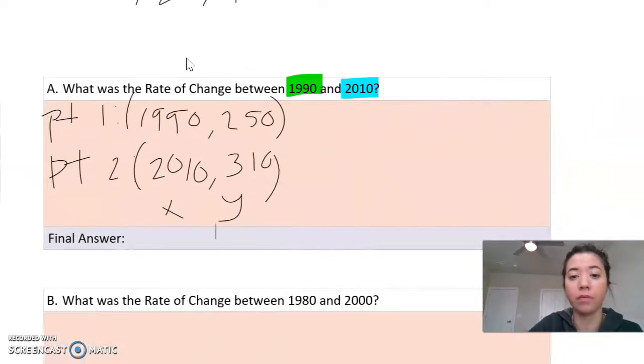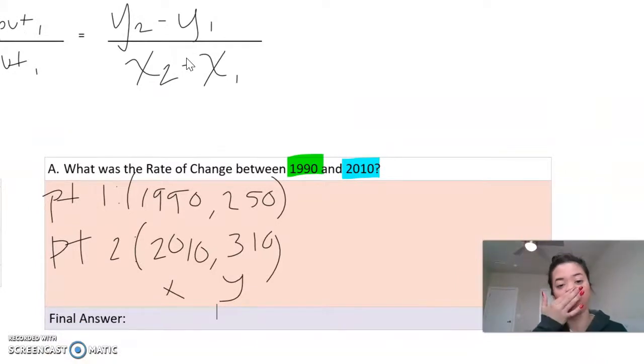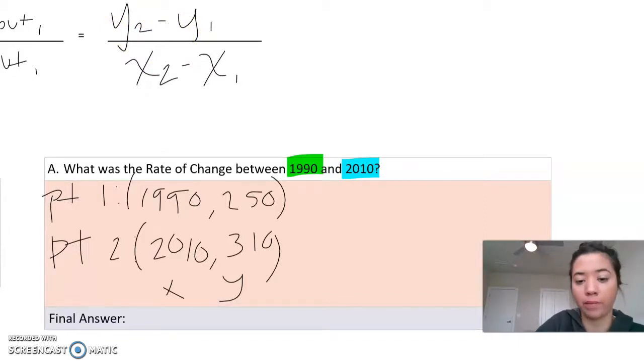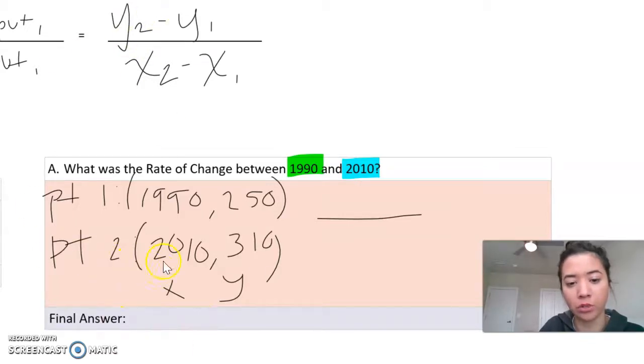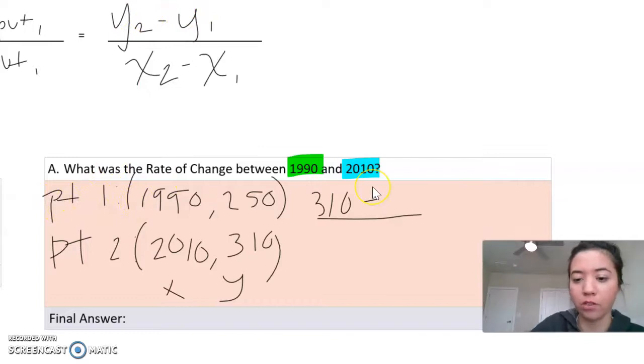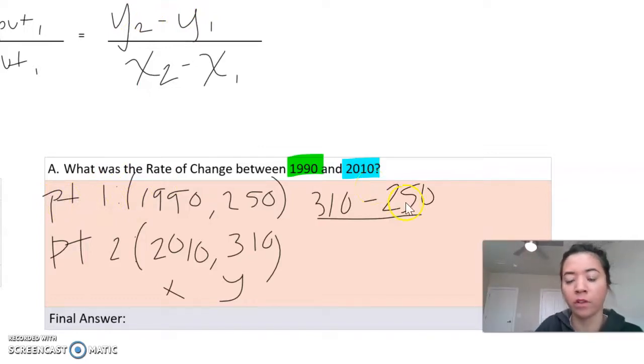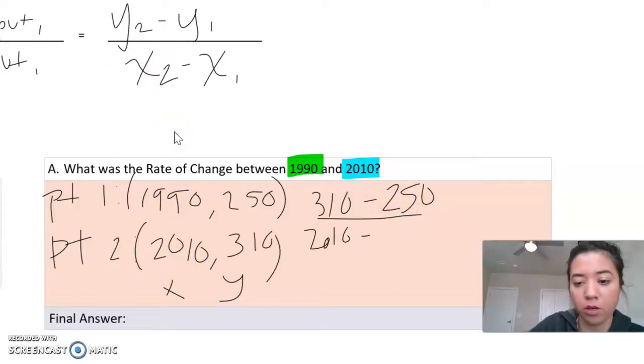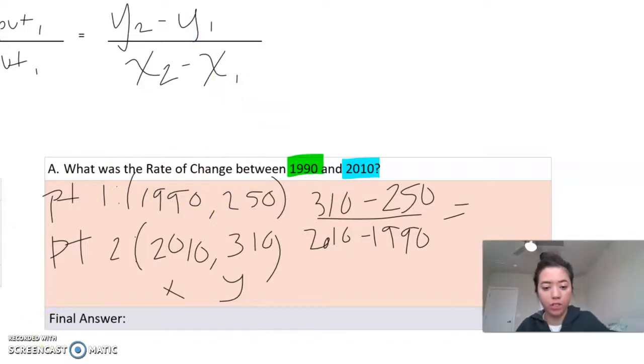So now when we set this up, again, remember it's y2 minus y1. So our y from our second point minus our y from our first point. So our y from our second point, point 2, our y value was 310, minus y from my first point, point 1, y was 250, over x2, x from my second point, which was 2010, minus x from my first point, which is 1990. And then we do that calculation.